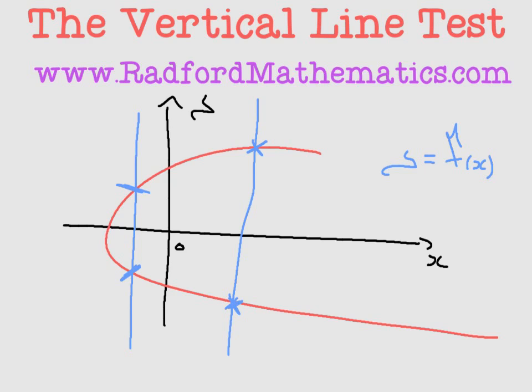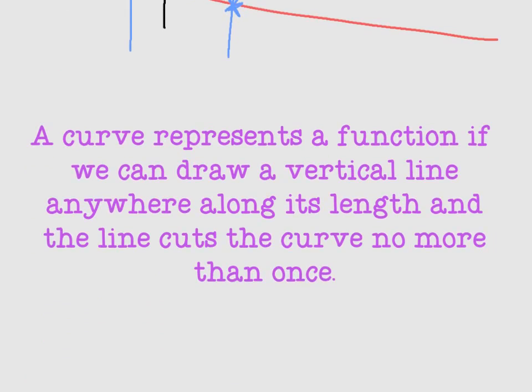The rule for the vertical line test can be summarized here. A curve represents a function if we can draw a vertical line anywhere along its length and the line cuts the curve no more than once. Let's see how this works with a few more examples.